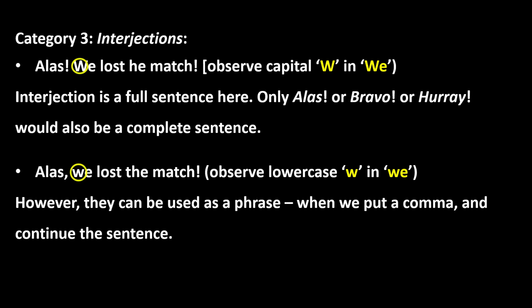"Alas, we lost the match." Alas, exclamation mark. Note that the W is capital. It means "Alas" is a full sentence and "We lost the match" is a separate sentence. That's why the W is capital. So the interjection is a full sentence here. Only "Alas," without "we lost the match," would also be a complete sentence. So alas, exclamation mark, a full sentence.